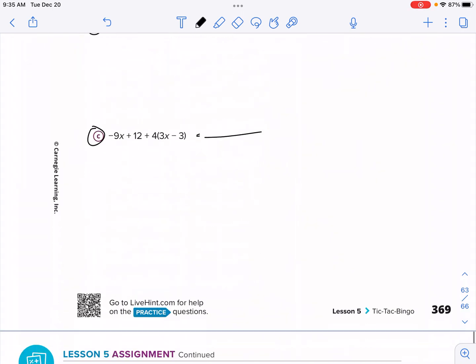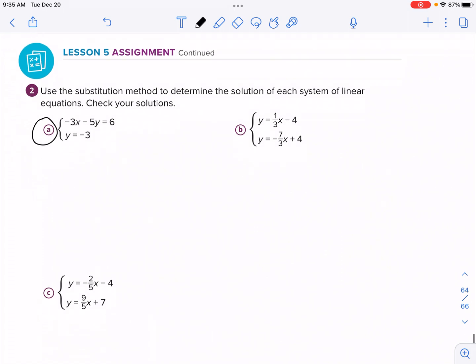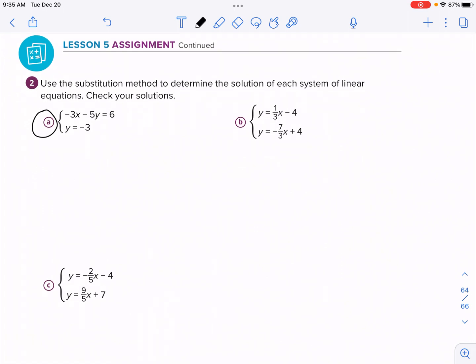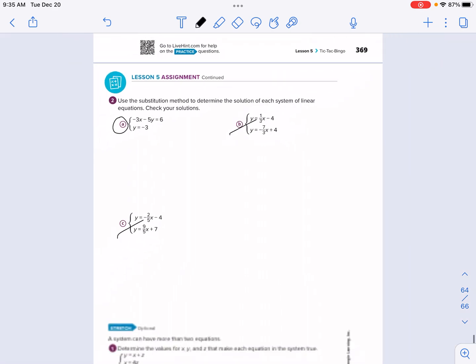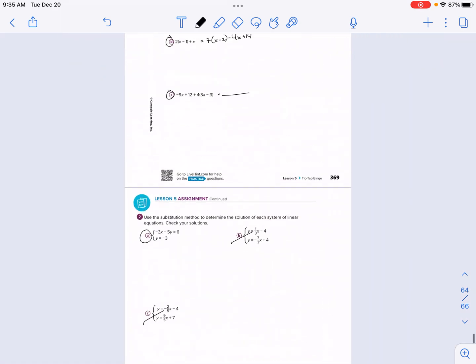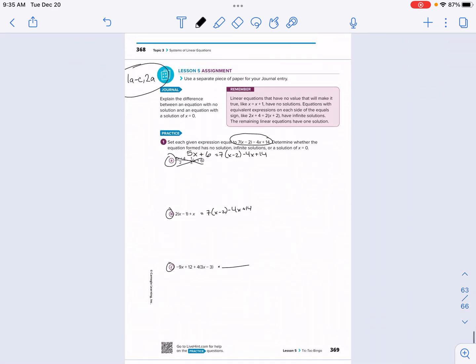And then on the backside, we only have one problem for substitution. We're just doing number 2a. You don't have to do b, you don't have to do c, or the other problems. Okay, so it's just 4 problems total. Let me know if you have any questions.